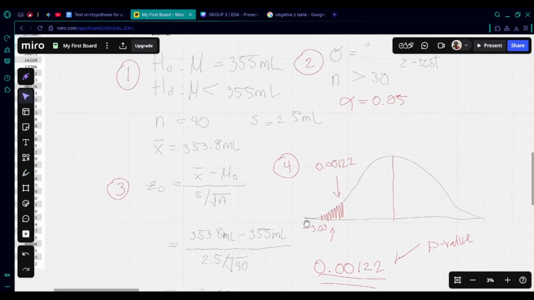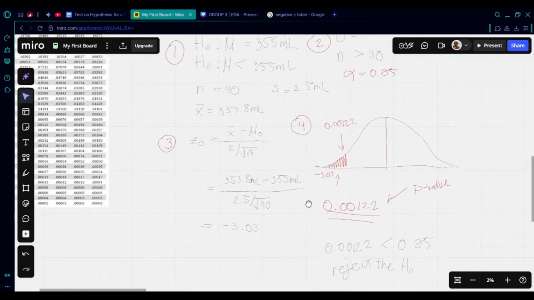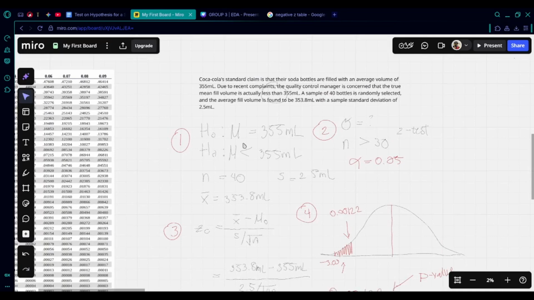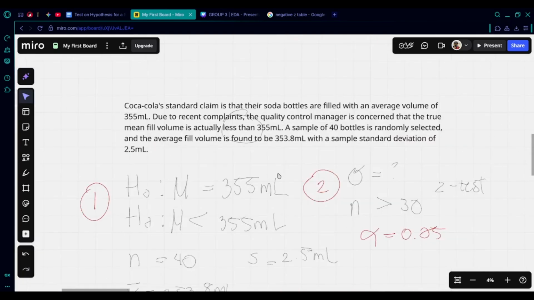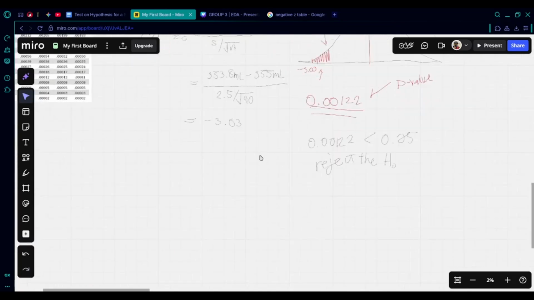So, based sa ating null hypothesis, this 355 ml na average volume is proven wrong. So, ibig sabihin, to conclude, ang ating average fill volume na tunay ay 353.8 ml, which is the alternative hypothesis. So, based naman sa ating alternative hypothesis, the average fill volume is less than 355 ml, which is proven to be true. So, how will we conclude that?